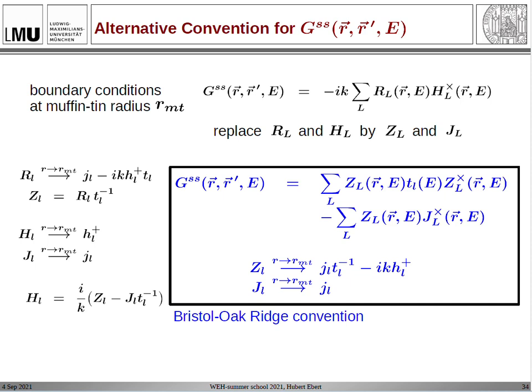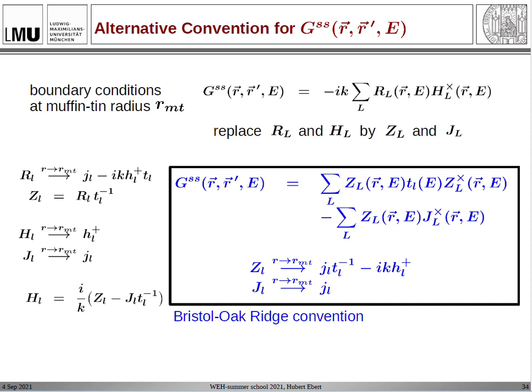So this was Faulkner, Stokes, and Balash-Churfi. They use a different boundary condition, or boundary conditions, for the regular and irregular functions. They replace R by Z and H by J. But of course, the content, the function you get at the end, is absolutely the same.